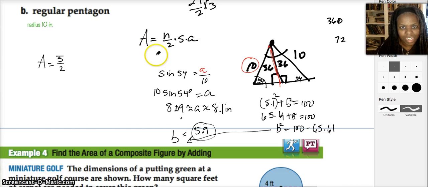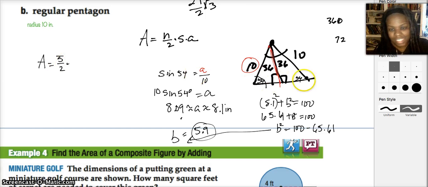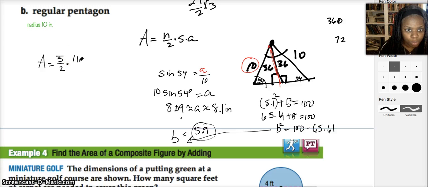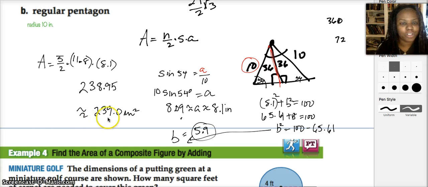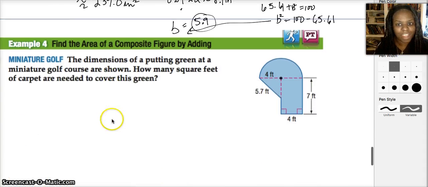So then now, finally, 5 over 2 times the side length, the whole side of the triangle, which is 11.8, times the apothem, which we got as approximately, let me put that in parentheses so it doesn't look crazy, 8.1. And again, one last time, I dance with my calculator. I end up with 239.0 inches squared of pentagon awesomeness. All right, we have this one.